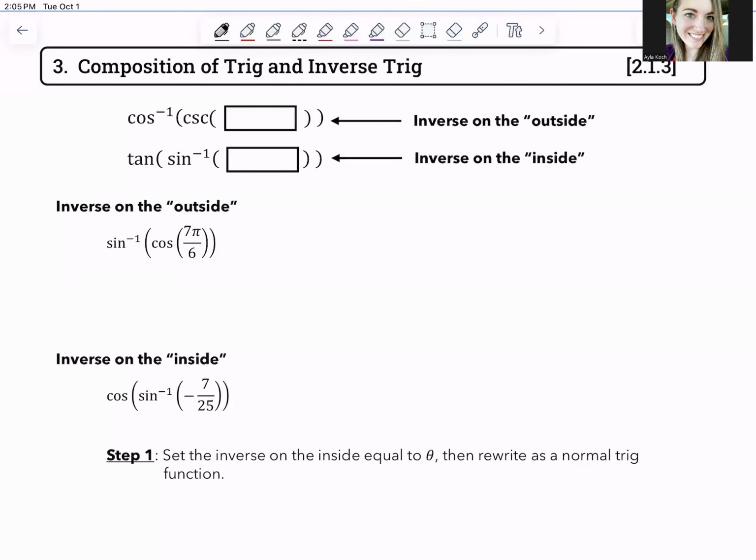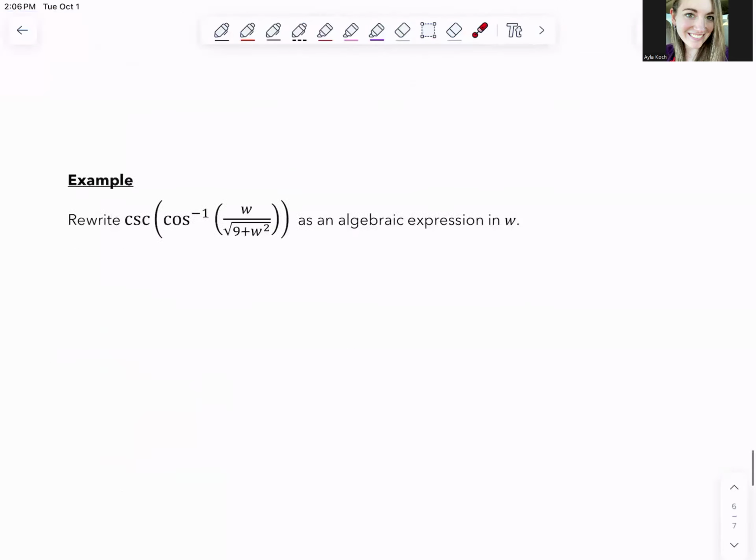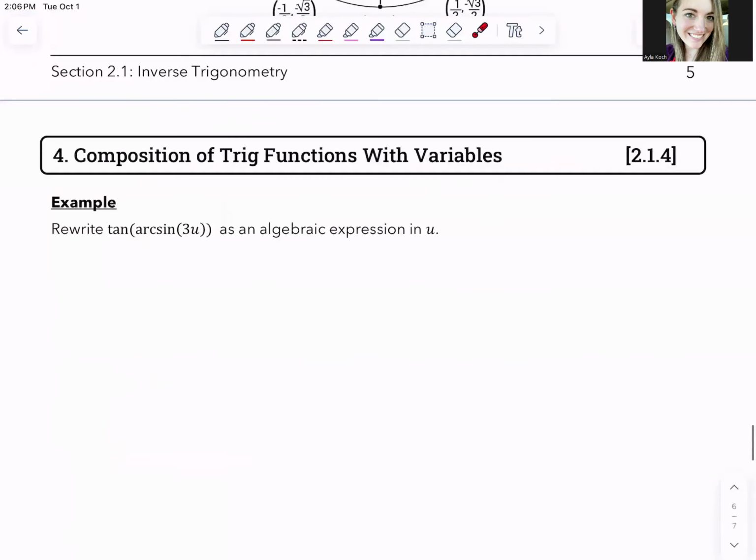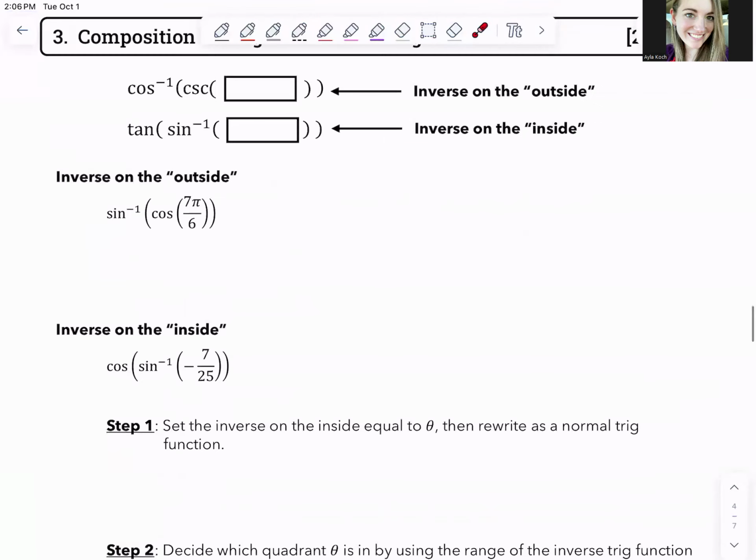Composition of trig and inverse trig. In this video, I am talking about trig and inverse trig when the functions don't match, like cosine inverse and cosecant, or tangent and sine inverse. I have a whole other video about composition of trig functions with their own inverse, like sine of sine inverse or sine inverse of sine. But that's for later. This is with the trig functions that vary.